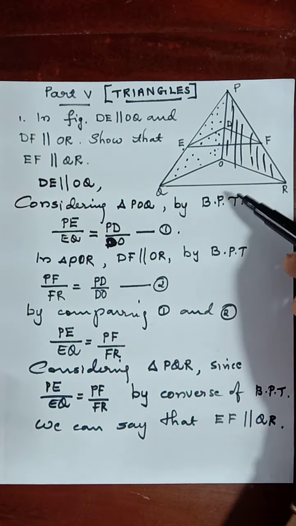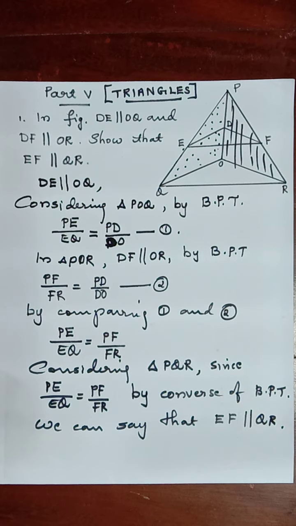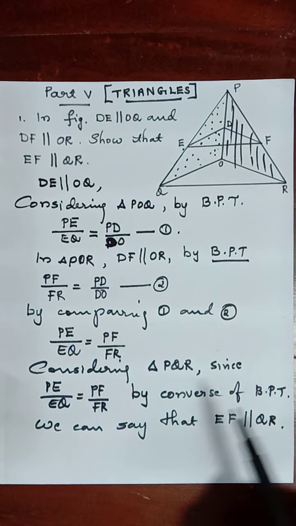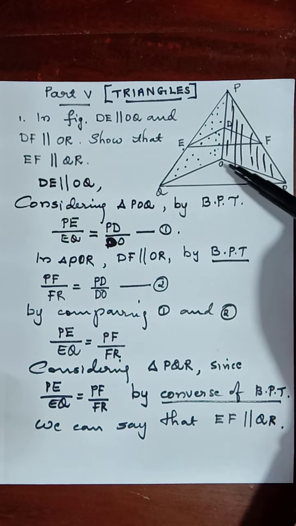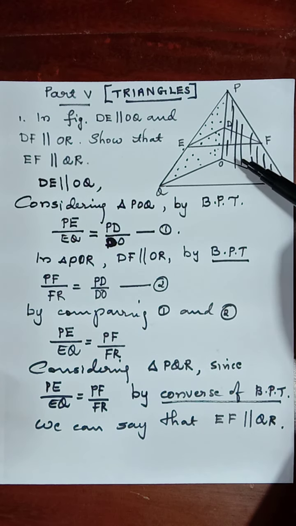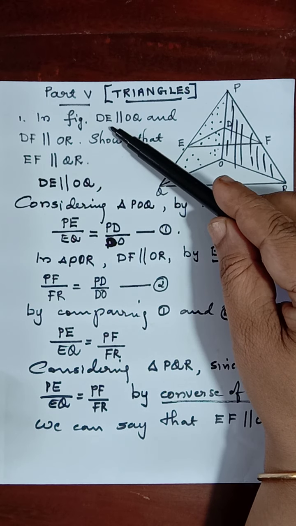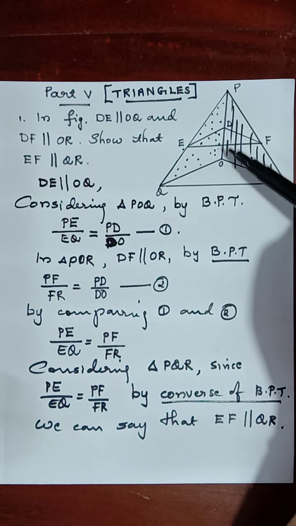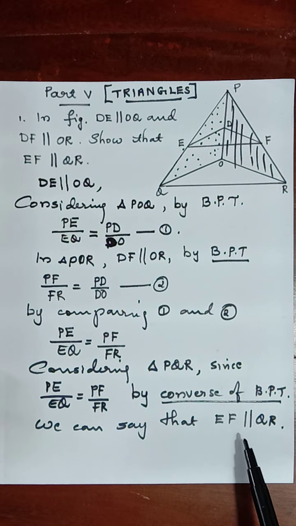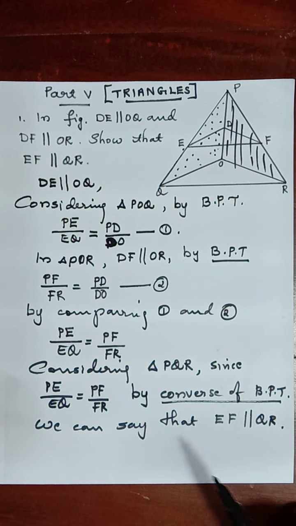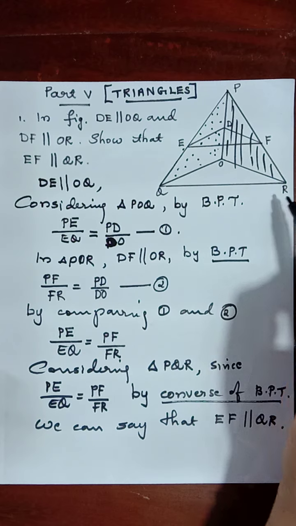So in this case we are using both theorems, BPT as well as the converse of BPT. In the first and second triangles we are using BPT. Everybody might have understood: if parallel is given, we write proportionality; if proportionality is given, we can say that the lines are parallel. Okay, that is how we prove that EF is parallel to QR.